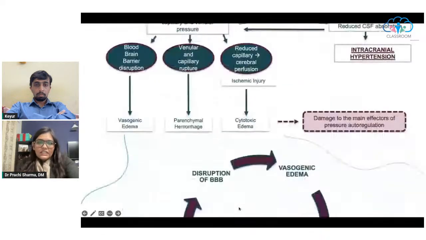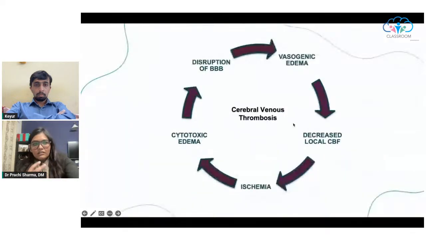So what is happening is there is a vicious cycle which is getting generated. Initially, there is a decrease in the local cerebral blood flow, which leads to local ischemia, which predisposes to cytotoxic edema. Then there will be a disruption of the blood-brain barrier and vasogenic edema. So your initial insult basically continues to progress.